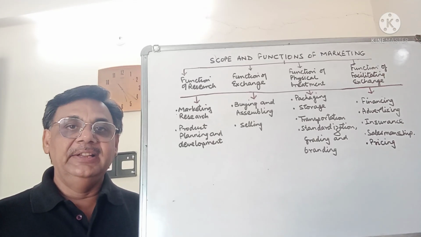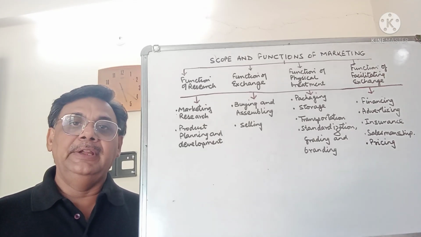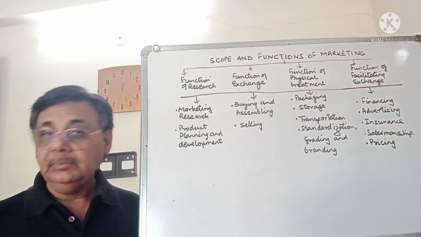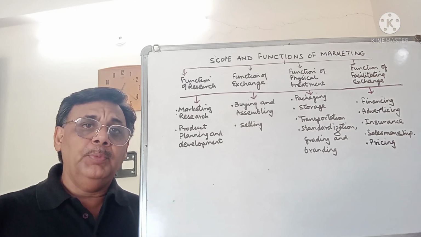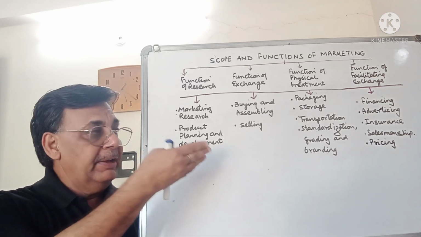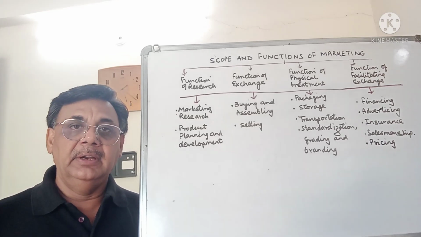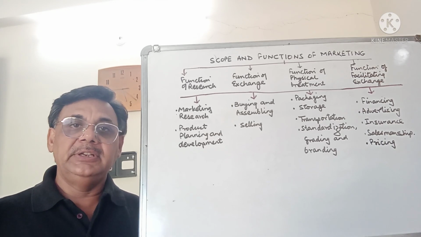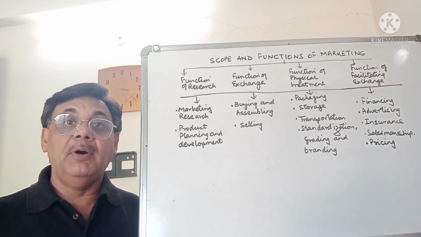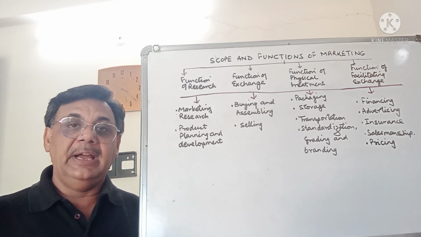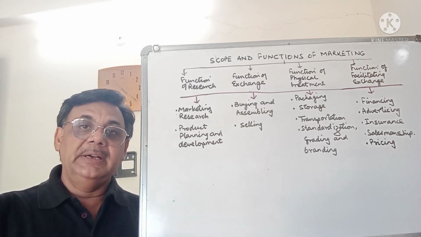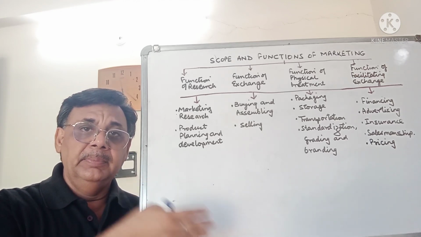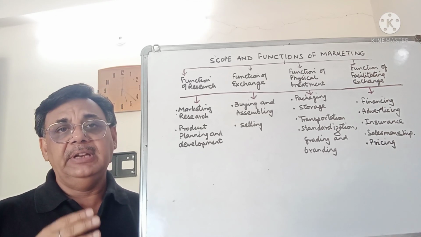Hello viewers, in this video I'm going to discuss the scope and the functions of the marketing department, or the marketing. Now the scope can be understood as I have depicted in the table given on the board: what the marketing manager does, the functions the marketing manager performs, will give us an idea about the scope of the marketing or the marketing activities, the various activities being done by the marketing manager.